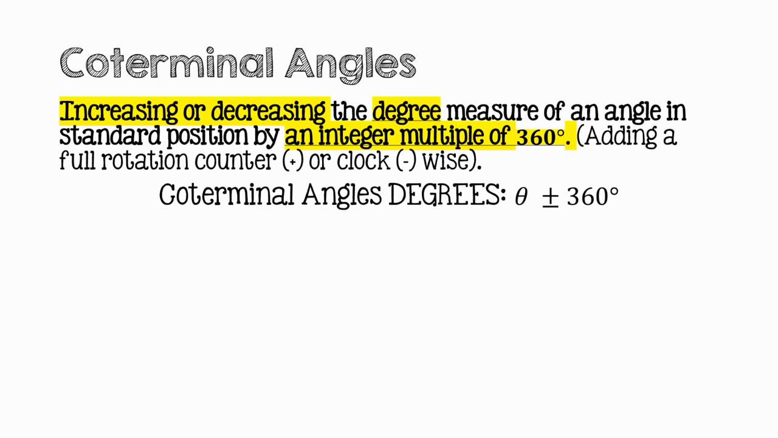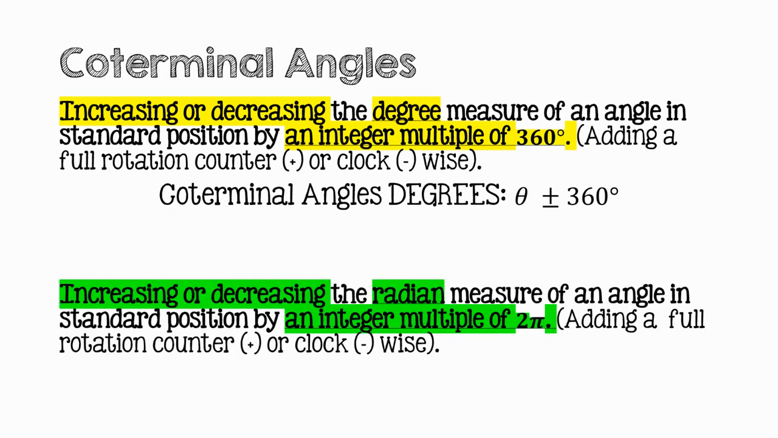The same can be said with radians, because again, this is just dealing with degrees. A full rotation in radians is 2 pi radians. So to find a coterminal angle using radian measure, you increase or decrease the radian measure of an angle in standard position with an integer multiple of 2 pi. The reason we're saying integer multiples is you can do more than one rotation.